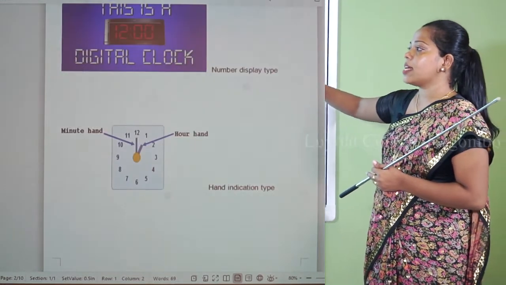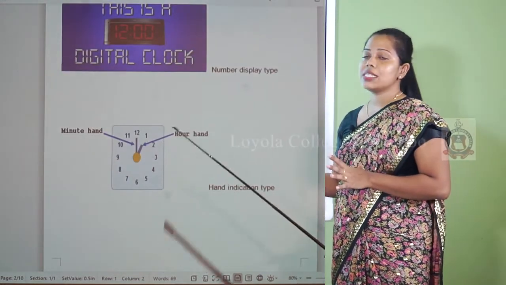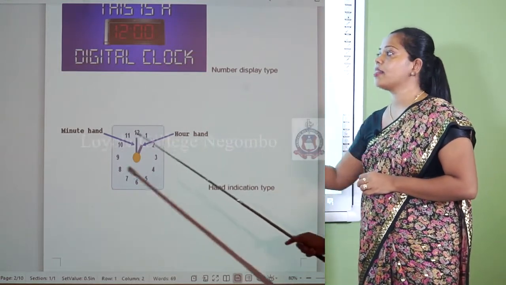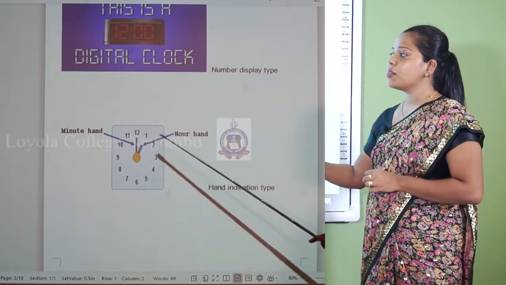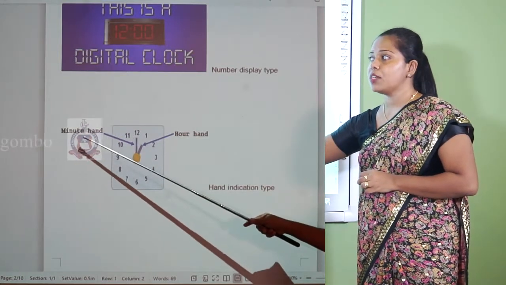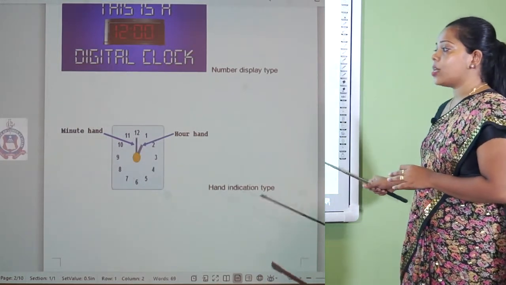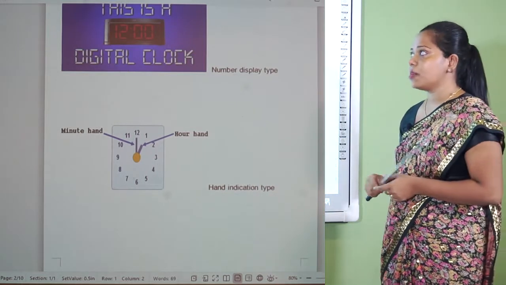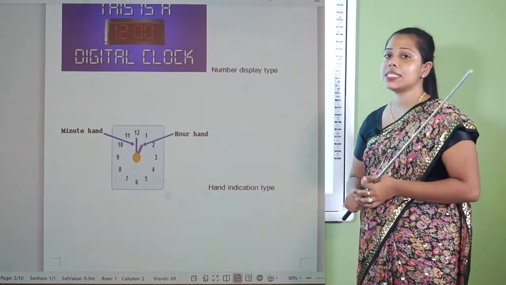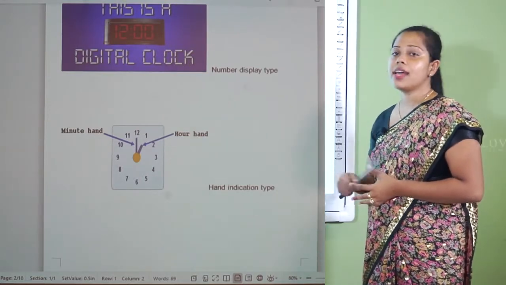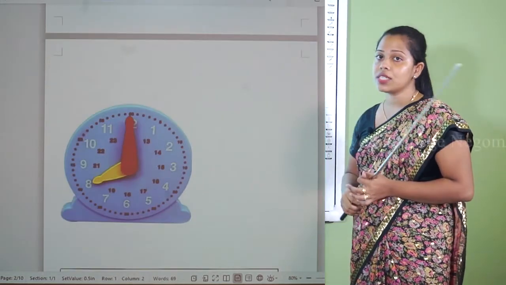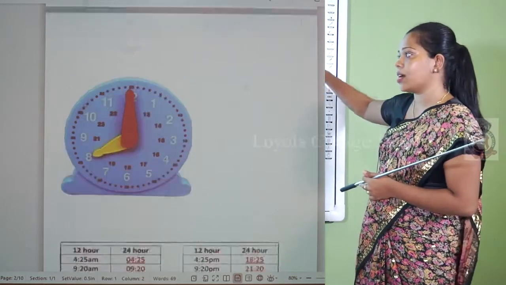When you are using the analog clock to represent time, there are 2 hands, that is the hour hand and the minute hand. From the short hand we show the hours and from the long hand we show the minutes. So we call it hand indication type. So these are the 2 types of clock that we use in our lesson time, that is digital and analog. In other words, digital means 24-hour clock time and analog means 12-hour clock time.